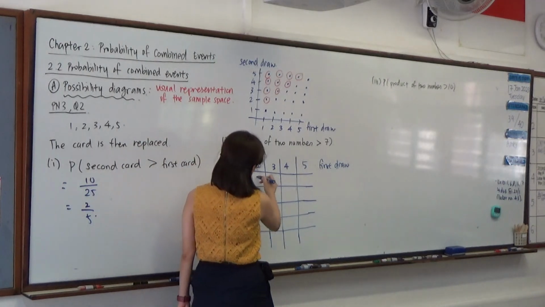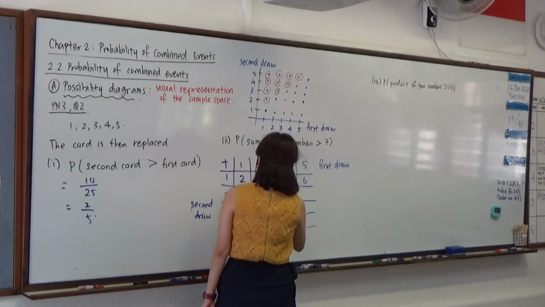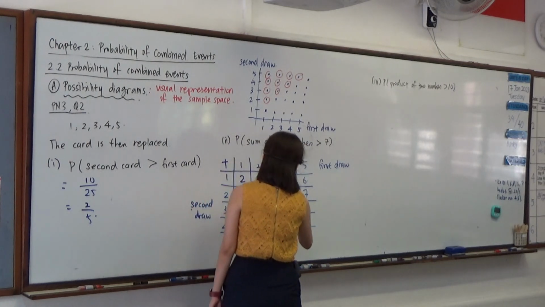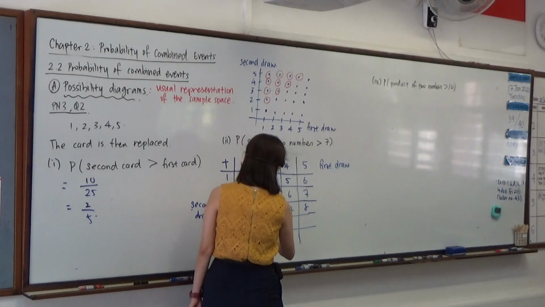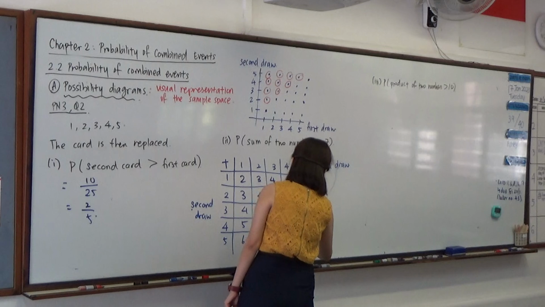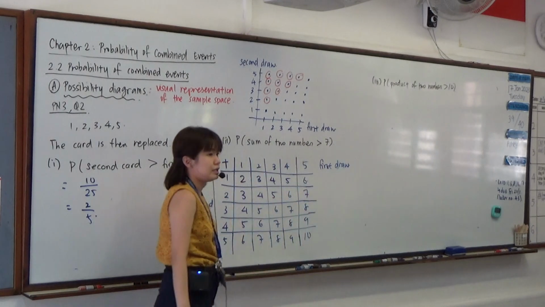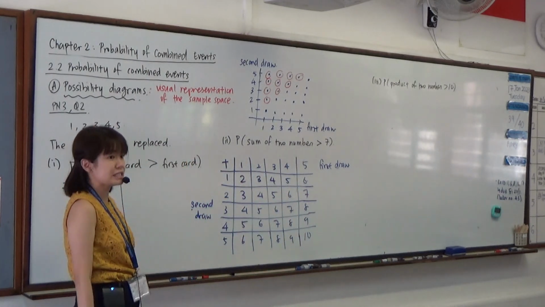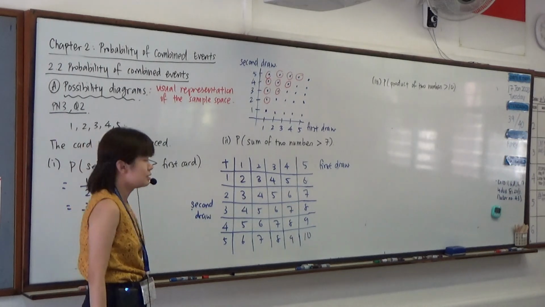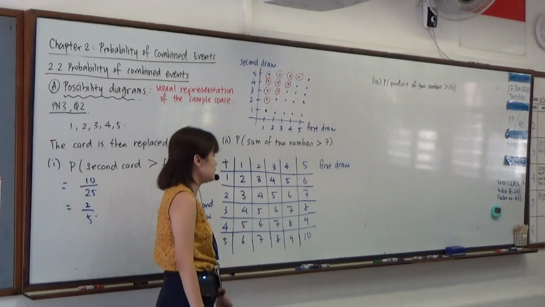Okay, so 2, 3, 4, 5, 6, 3, 4, 5, 6, 7, 4, 5, 6, 7, 8, 5, 6, 7, 8, 9, 6, 7, 8, 9. Because the numbers are fairly easy, you should be able to do it fast if you notice the pattern. It's an increment of 1 throughout.